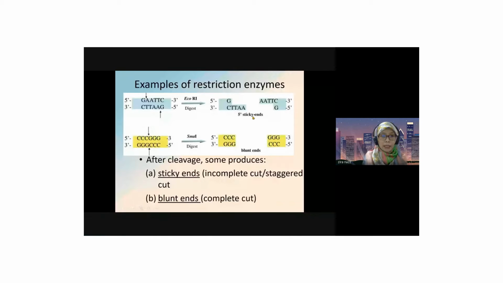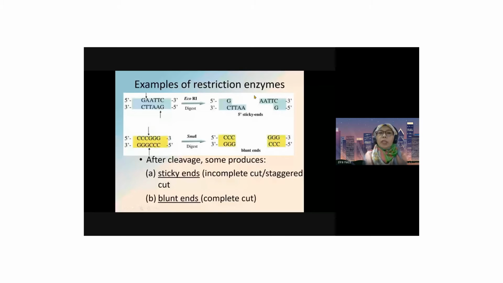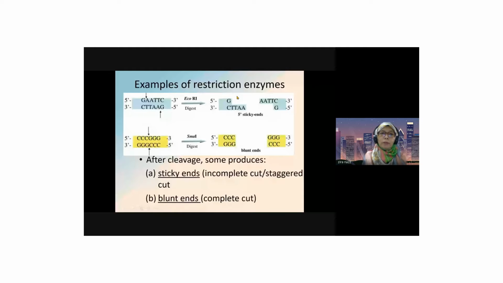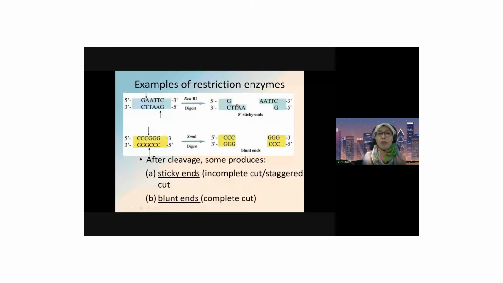Okay, when you cut it between the G and A, this is the 5' sticky end. Why sticky ends? Because it's not a complete cut. It is staggered, and it will produce single-stranded DNA here. This single-stranded end is complementary to another fragment, so it can hybridize, it can pair up, or it can undergo complementary base pairing with other fragments. That's why this one is single-stranded.